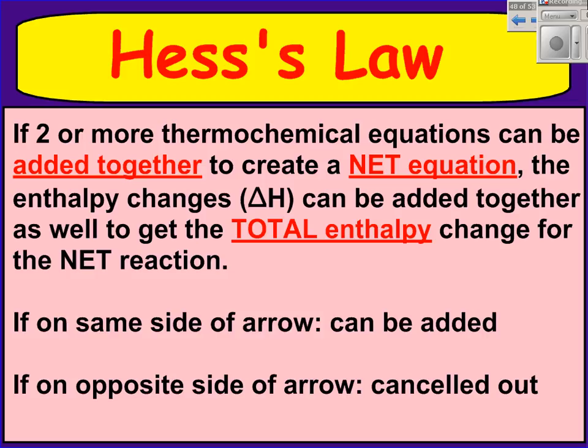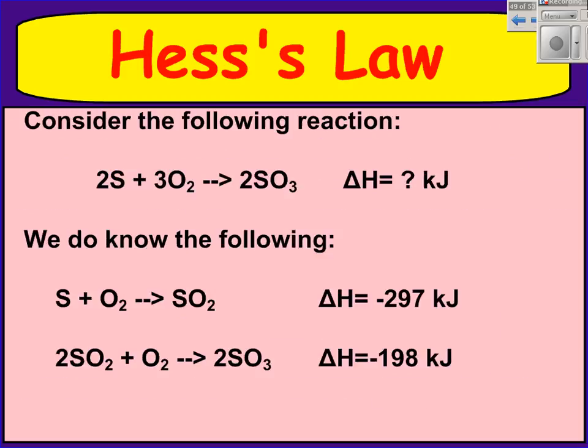If you are adding together and the compounds are on the same side of the arrow, they can be added together. This is important to know. It's also important to know that if they are on the opposite sides of the arrow, they can be canceled out. Understanding Hess's law is important, but it's a lot easier to understand it when we actually look at some examples. So let's do that now.